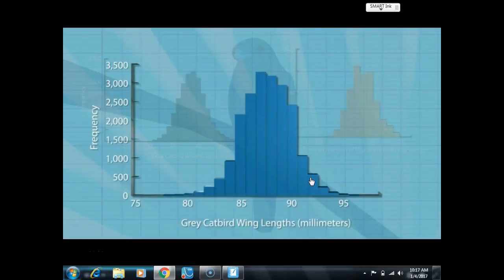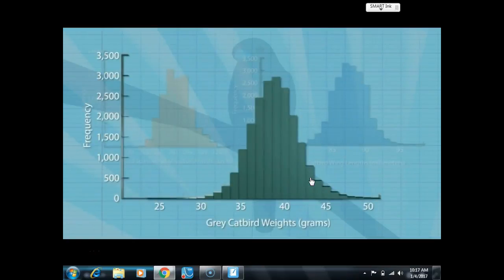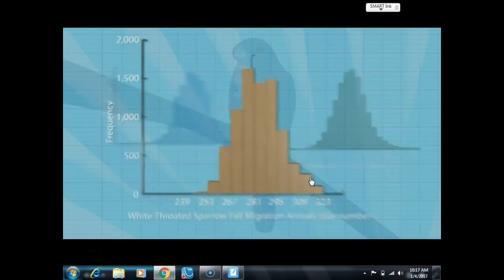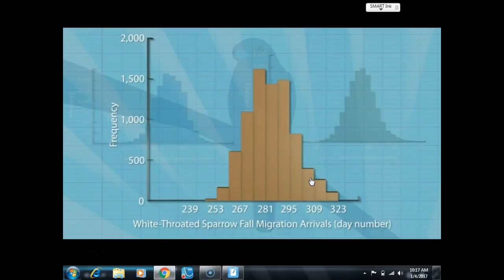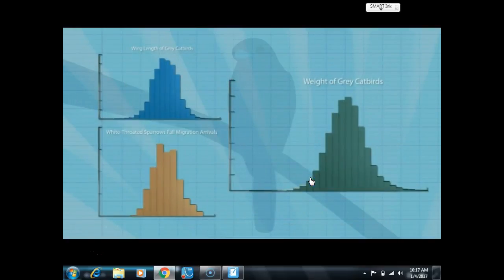Here's a histogram built from the wing lengths of all the great catbirds they measured since 1970, and another for all the great catbird weights. And take a look at one more, which tracks how many white-throated sparrows get banded each day of the fall migration season. Recognize anything special here? We can draw a normal curve over all 3 examples.